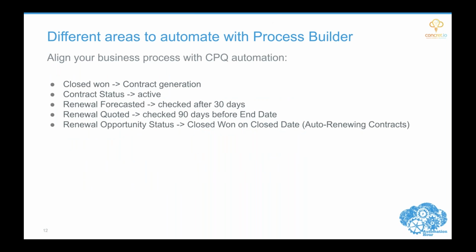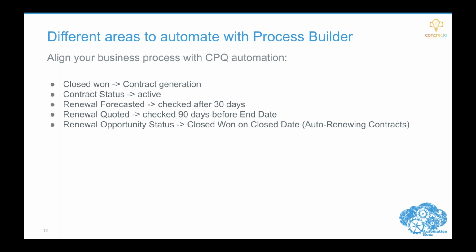Just to recap everything that we've talked about, when an opportunity goes closed won, you can automatically check the box for contract generation. When a contract status, some people want their contracts to automatically activate as soon as they're created. So you could do that. You could say auto activate the contract.